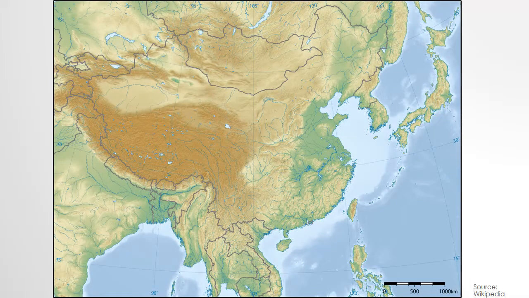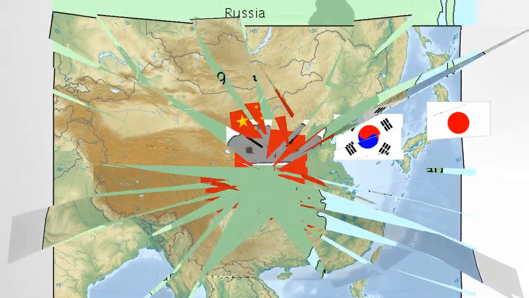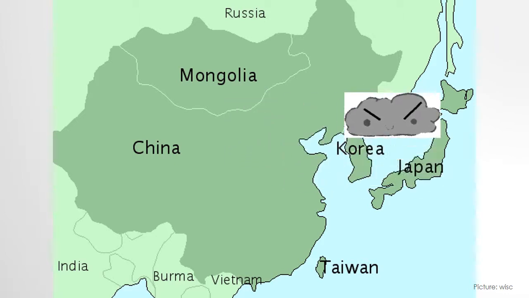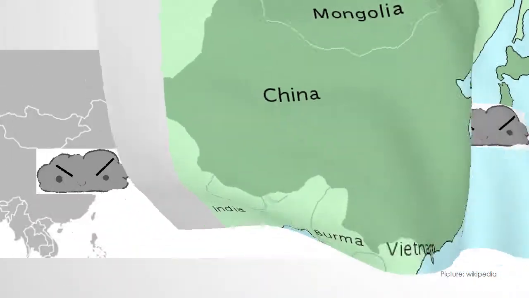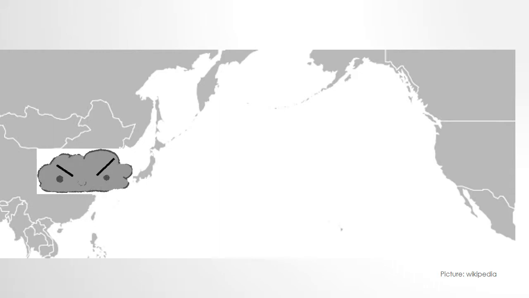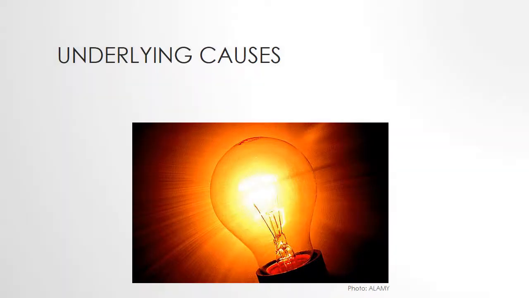The three main countries afflicted by air pollution are China, South Korea, and Japan. Most of the smog is produced in China, and because of wind patterns, it travels to Korea and Japan as well. But Korea and Japan aren't the only ones afflicted by the smog. Due to air currents traveling east, the smog in China can travel across the Pacific into the US in just 6 days' time.